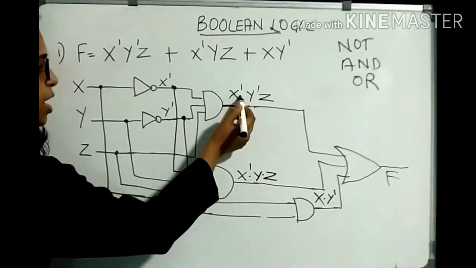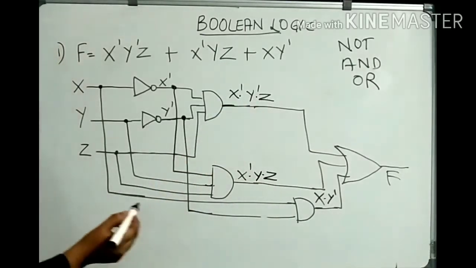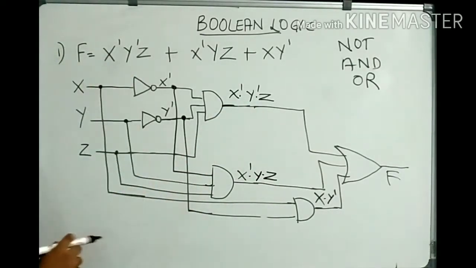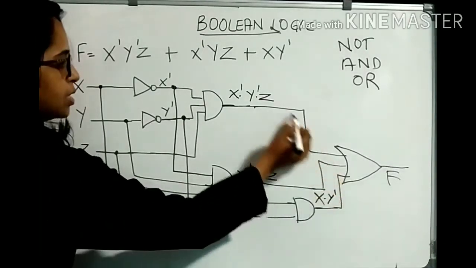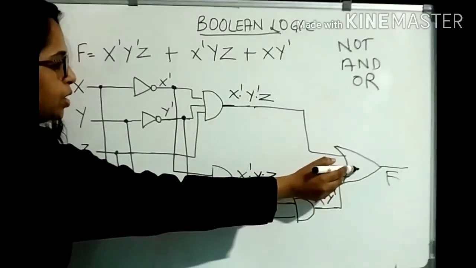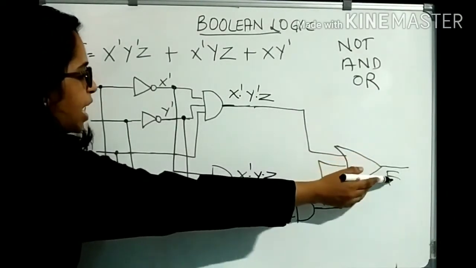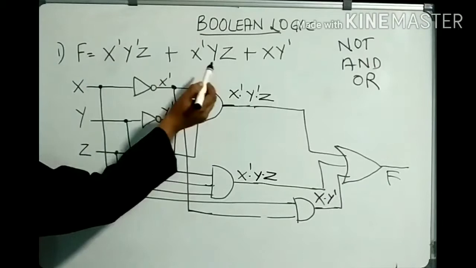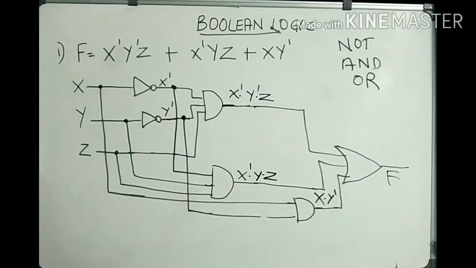Okay, we can either put a dot operator, or instead we can write it like that without the dot operator also. Without the dot operator, it means an AND operation. Then these three things are put into the OR gate. What happens finally? F is this one. Okay, hope it is clear.